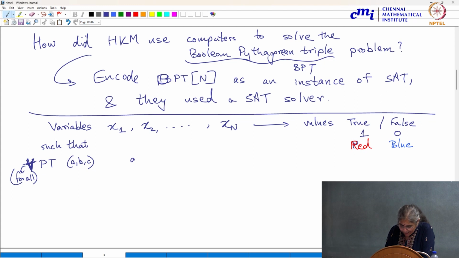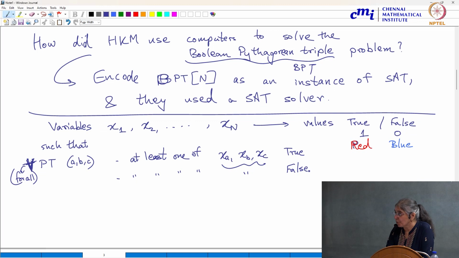So I say that at least one of XA, XB, and XC must be true. They are not all in the false bucket. At least one of them is true. And similarly, at least one of these three variables is false. They are not all in the true bucket. Using logical notation, I'm going to say if at least one of them is true, XA or XB or XC. Okay, this is the logical OR.